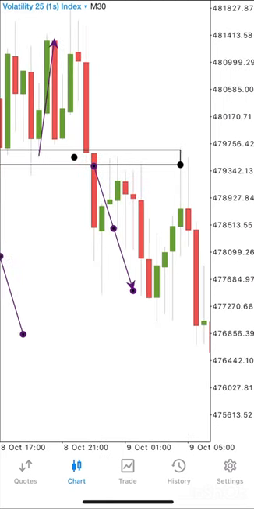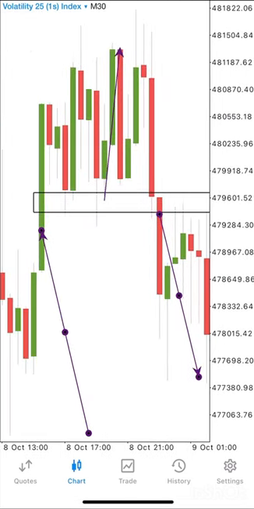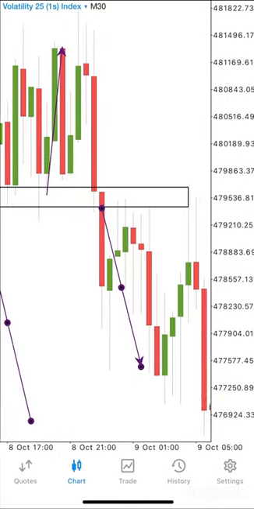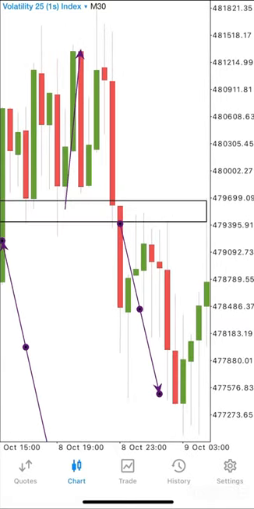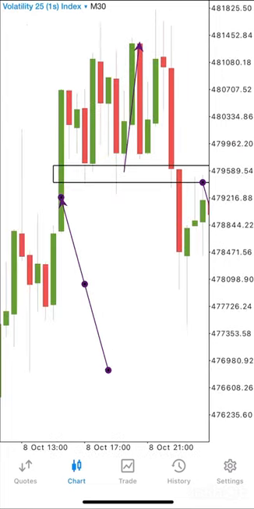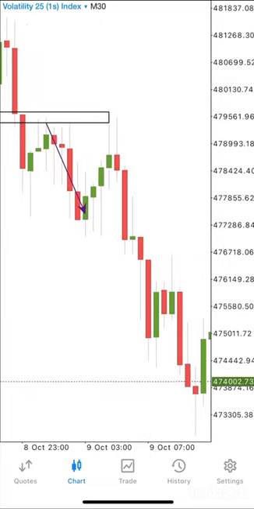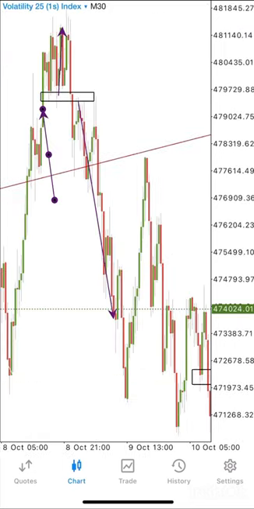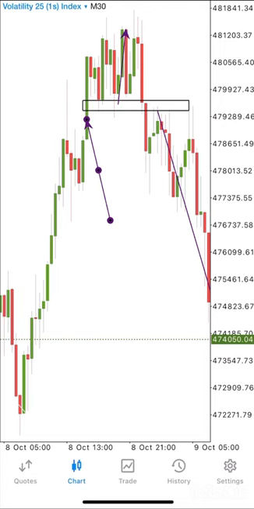After price showed reaction to the single print, it broke the single print after testing it twice, and then after breaking it, it retests the single print again, and then boom, we go down like this. And this is what we call the single print. Now how do you trade with it?